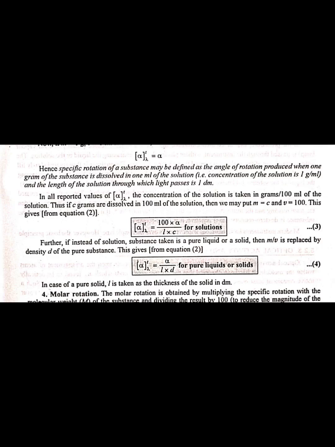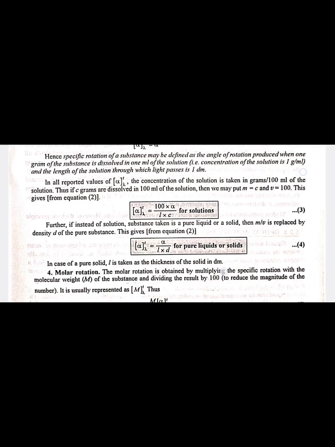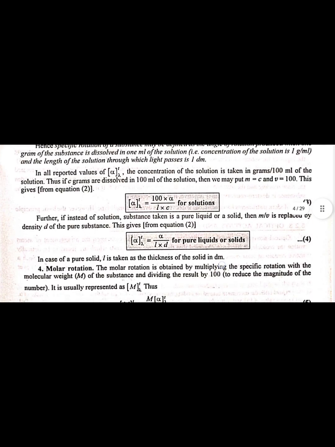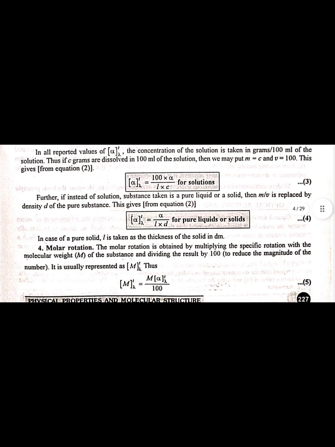In all reported values of alpha t lambda, the concentration of the solution is taken in grams per 100 ml of the solution. Thus, if C grams are dissolved in 100 ml of the solution, then we may put m is equal to C and V is equal to 100. This gives, from equation 2, alpha t lambda is equal to 100 into alpha upon L into C for solution, equation 3.